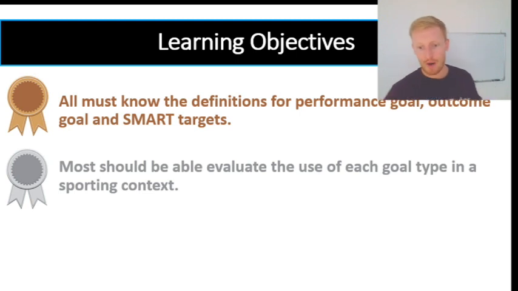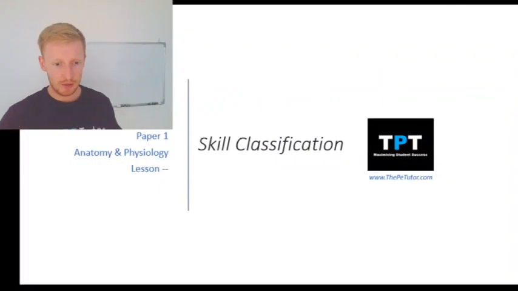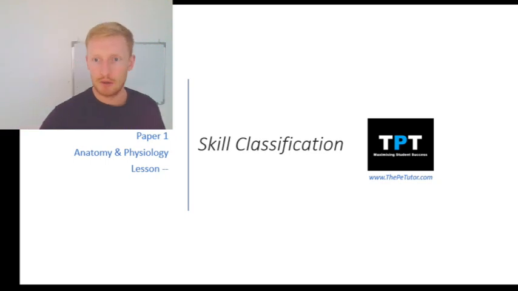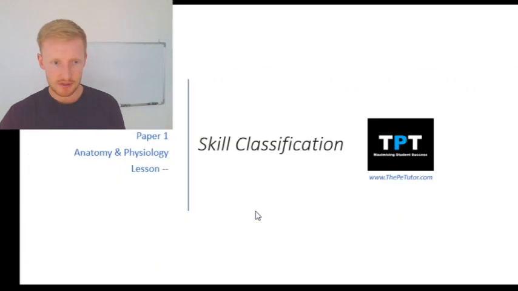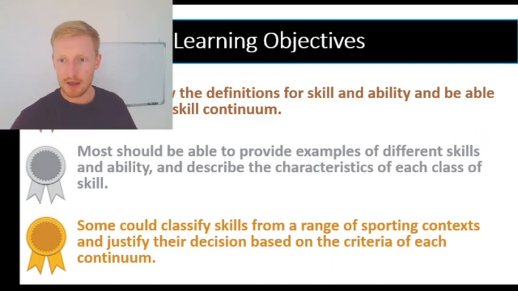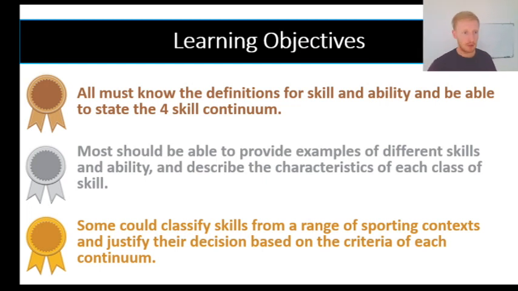Right. We are now going to move into skill classification. What we are aiming to do here is look at continuums. So first of all, definitions for skill and ability, to know the difference between the two, because there is a fine line between what one is and the other. And then what the four continuums are.